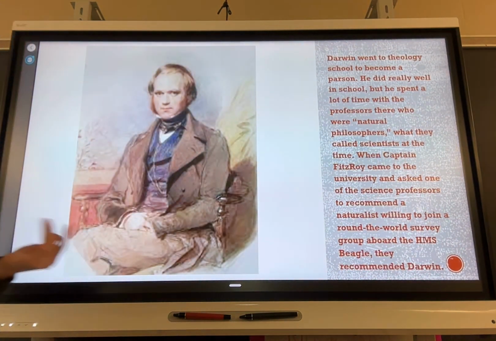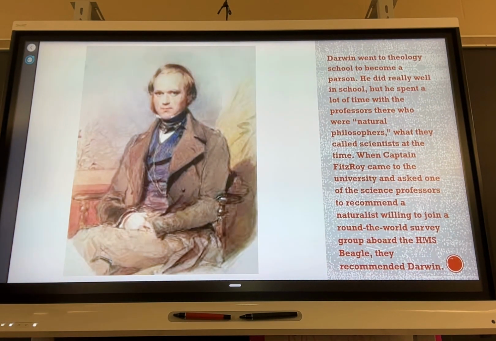So he went to theology school, and he did really well in school, but most of the time that he spent with other professors was with the natural philosophers. So this, what we would call the scientists at the time, the people who tried to think about or understand the natural world. So he was very big into this natural philosophy.